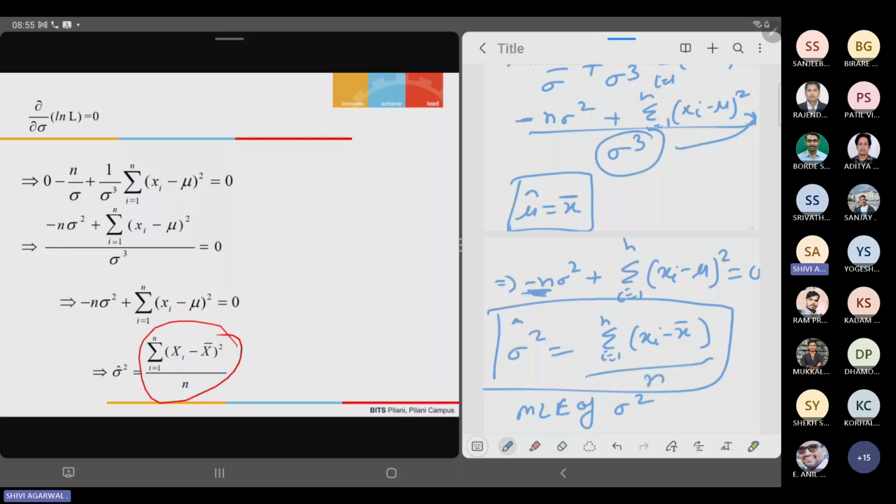Earlier we were using n minus 1 in the denominator to make it an unbiased estimator. Here we are using n. So they are different. So this is not an unbiased estimator. Mu hat is equal to x bar is an unbiased estimator, but here sigma square hat in this MLE is not an unbiased estimator. Okay.